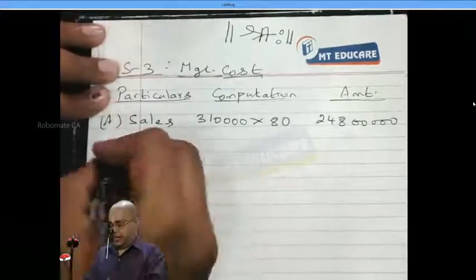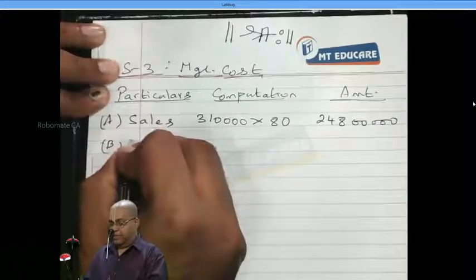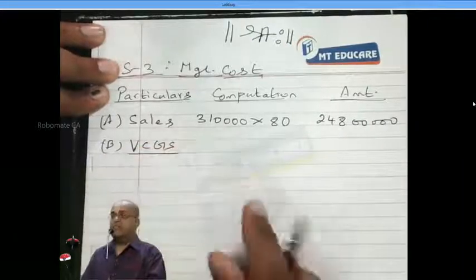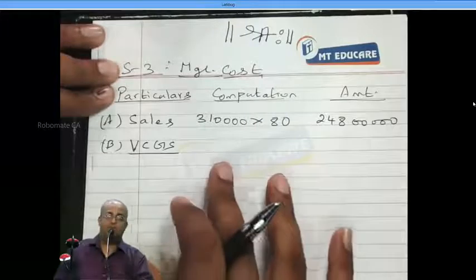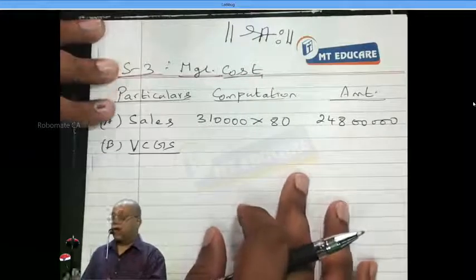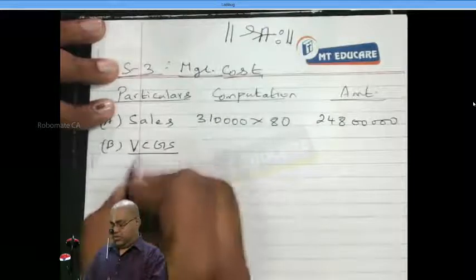Now, please tell me capital B. What is the heading of capital B? Variable cost of goods sold. Underline that. Variable cost of goods sold. Okay, now one by one.